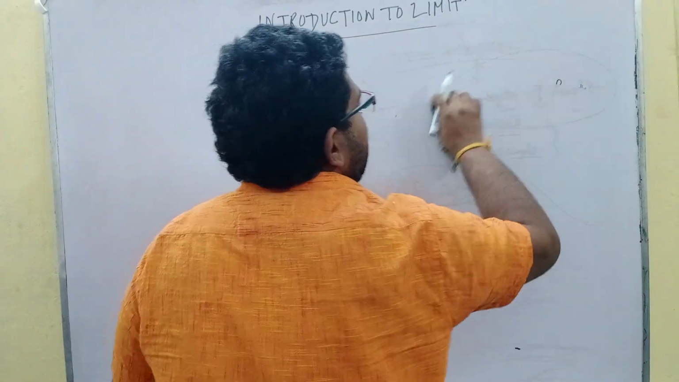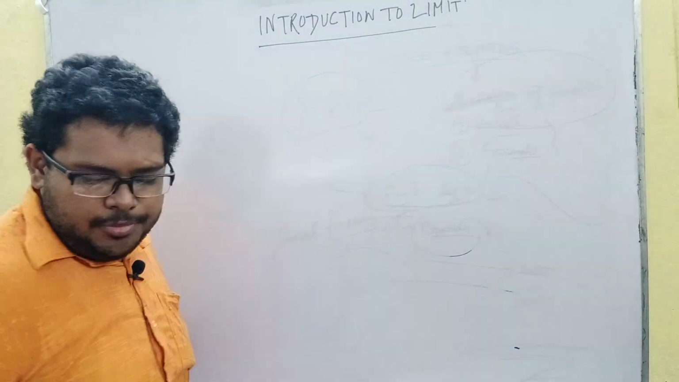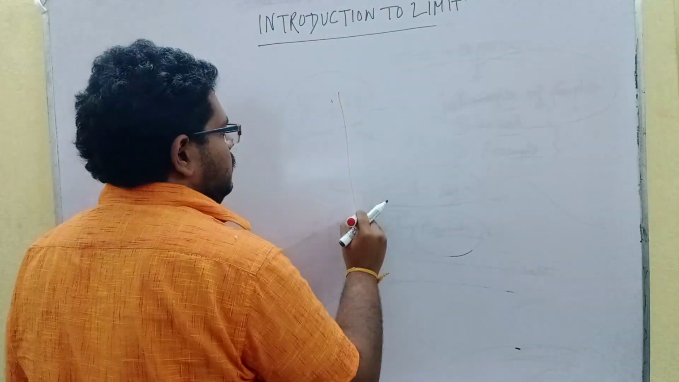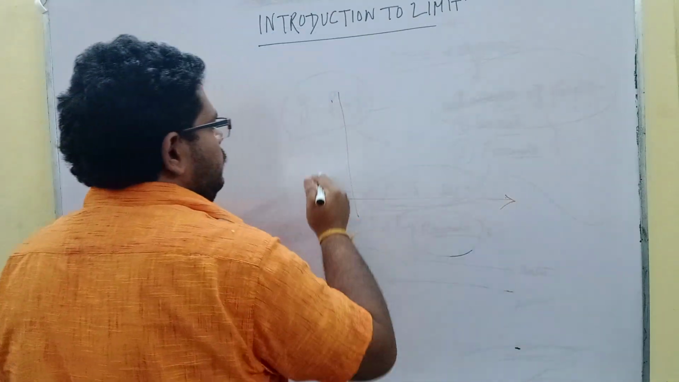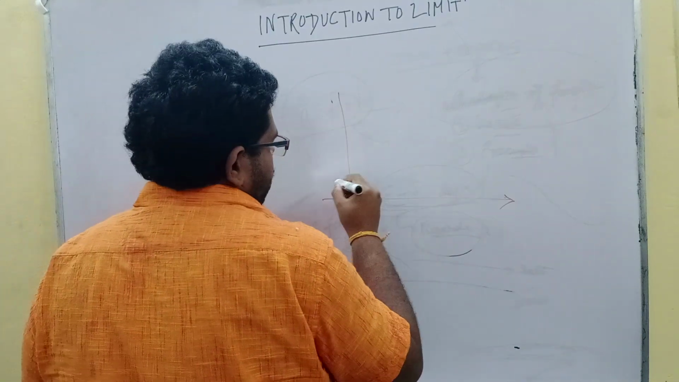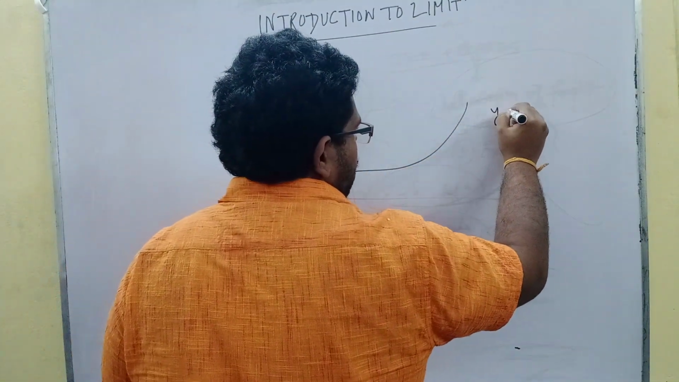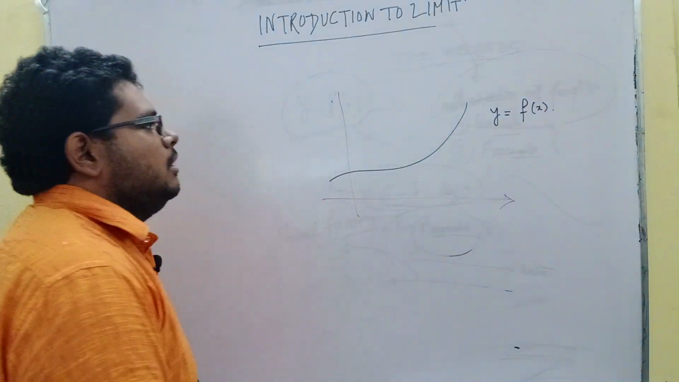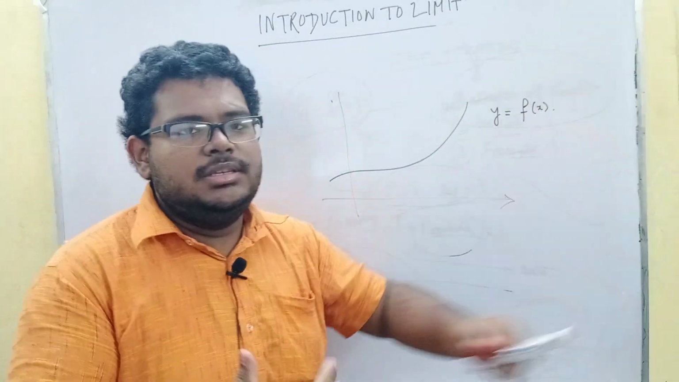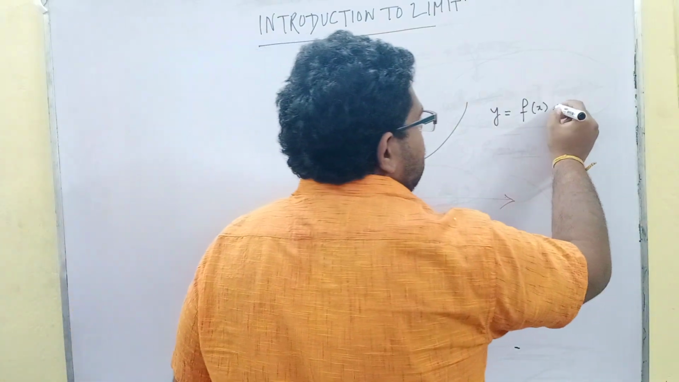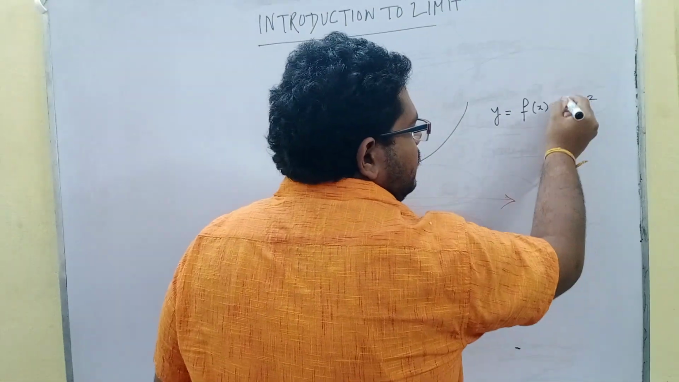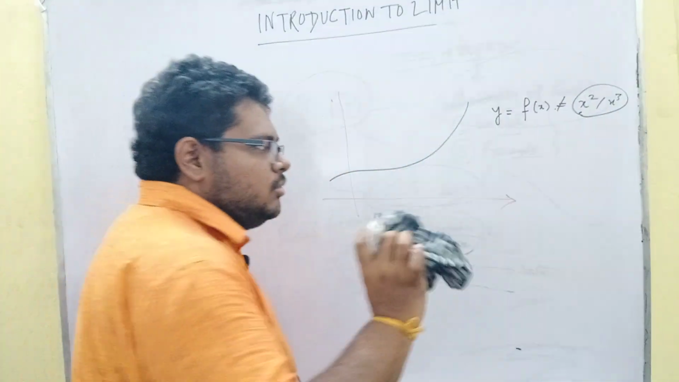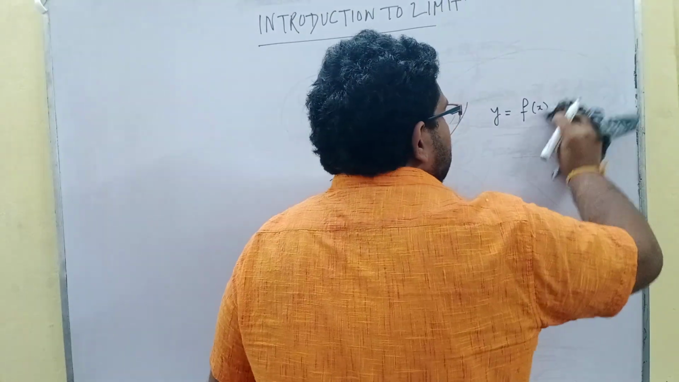An intuitive manner means, suppose, let me draw this function. There is a function, suppose y equals f(x). We are not defining the actual formula or expression for this function. We are not saying that it is x square or x cube. We are not dealing with that. We are taking just y equals f(x). Let me be clear about it.